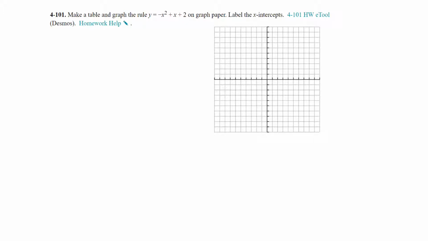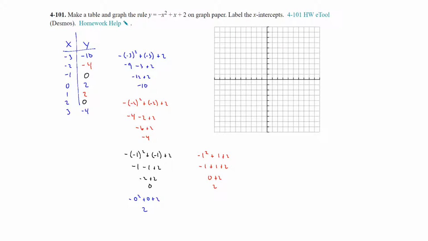101, make a table and graph the rule y equals negative x squared plus x plus 2 on the graph paper. Label the x-intercepts. So to be able to graph this so far, we're just going to use a table. And we're just going to plug in values for x and solve for y. So I went ahead and just showed the work and plugged everything in there.